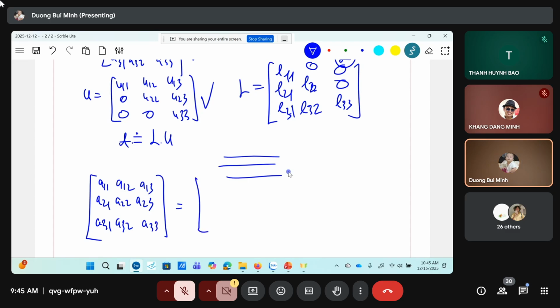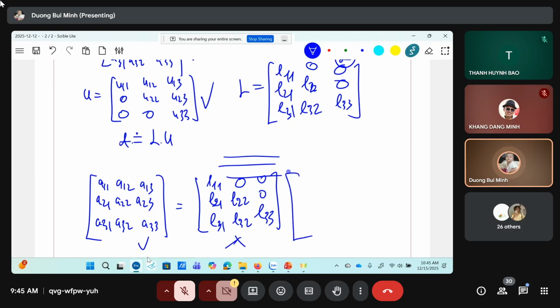Equals L with entries L11, L22, L33, L21, L31, L32, and this is 0, 0, 0. We don't know this one, but we know U. U is U11, U22, U33, and U12, U13, U23, and this is 0, 0, 0. So you can get L11.